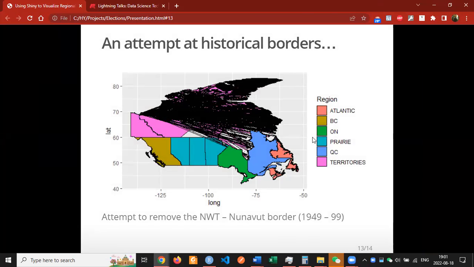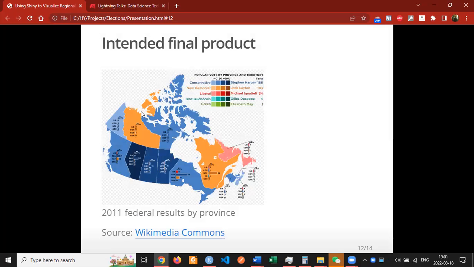And this is what happens when I try to account for the fact that Nunavut was not a separate territory until sometime in 1999. And this is what happened when I attempted to remove the border between Northwest Territories and Nunavut, because Nunavut was part of Northwest Territories before 1999, and of course that borders here.